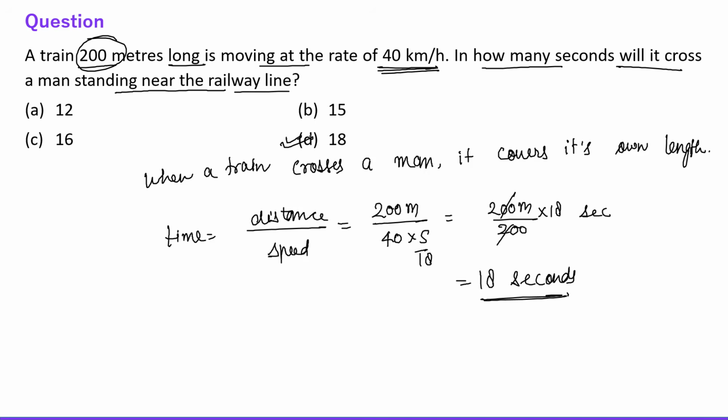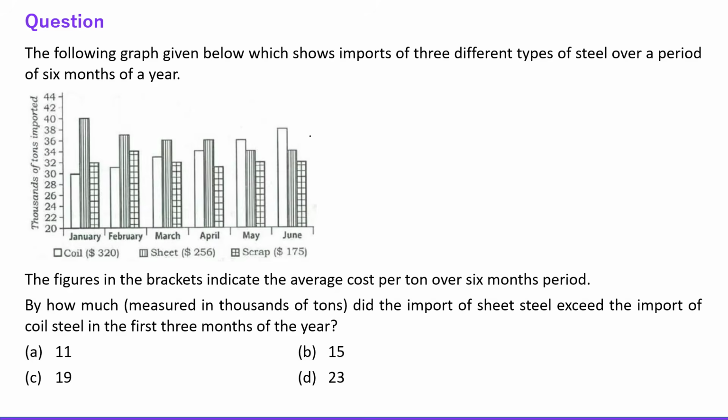Okay, now let's move to the other one. This is a data interpretation question. The following graph is given below, which shows imports of 3 different types of steel over a period of 6 months of a year. Alright, in the x-axis what do we have? We have months, January, February, March, April, May. And in the y-axis what do we have? We have the imports, quantity in tons imported.